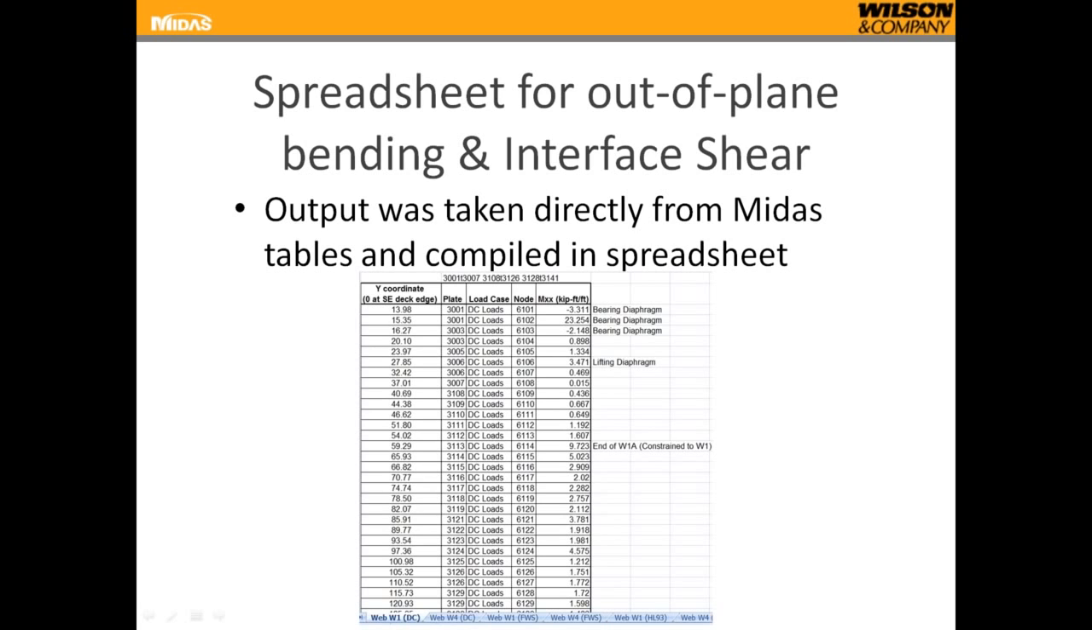For out-of-plane bending and interface shear, these were pretty much direct output from Midas and just compiled into a spreadsheet. So I labeled where different elements were that were throwing off the values, causing them to be much larger or much smaller than for the rest of the structure, such as the diaphragms and the bifurcation.